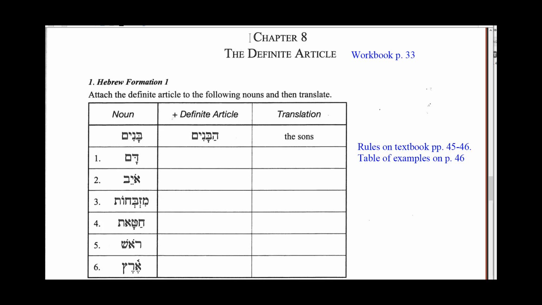So let's begin looking at Chapter 8 here. We are on Workbook page 33, and let's go through a few of these definite article exercises. The rules in the textbook for the definite article are on pages 45 and 46, and there's a helpful table of examples on page 46. Let's look at that real briefly.